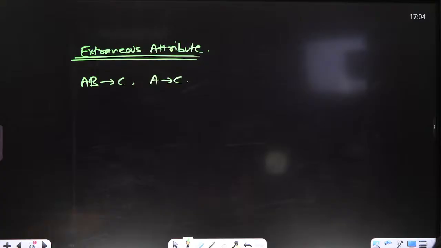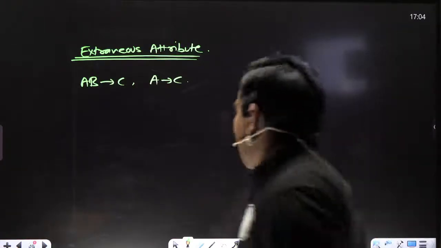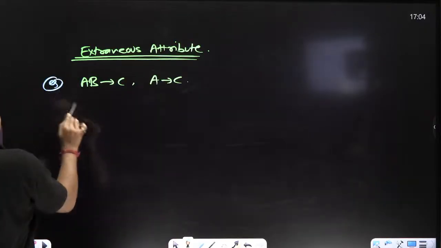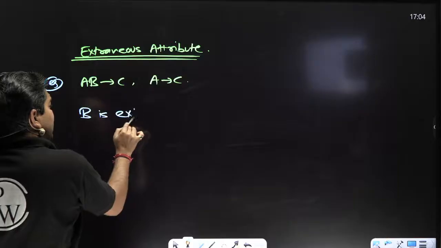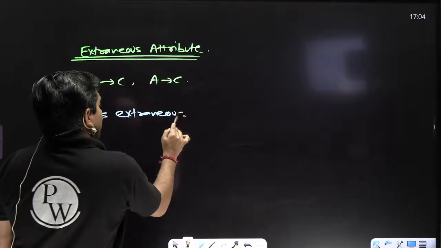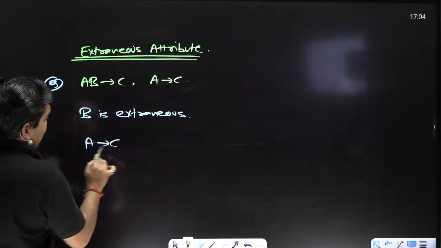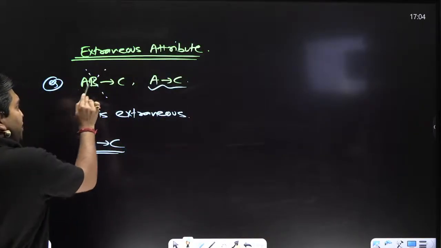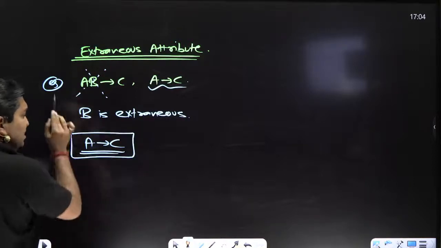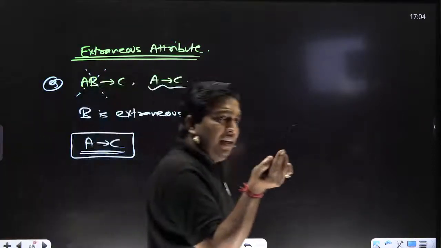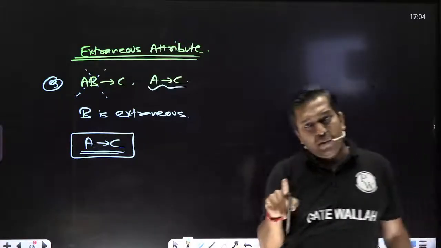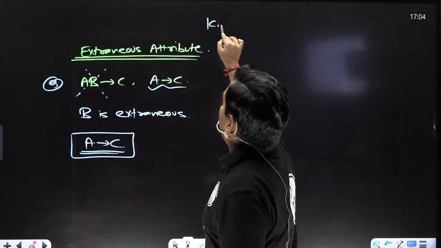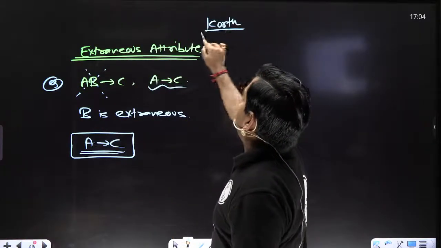Yes, B is extra. Why? Because we are getting this C from A itself. So if you remove that B, then you are also getting the C. Clear? Getting my point? This is the meaning of extraneous attribute according to the Korth book.